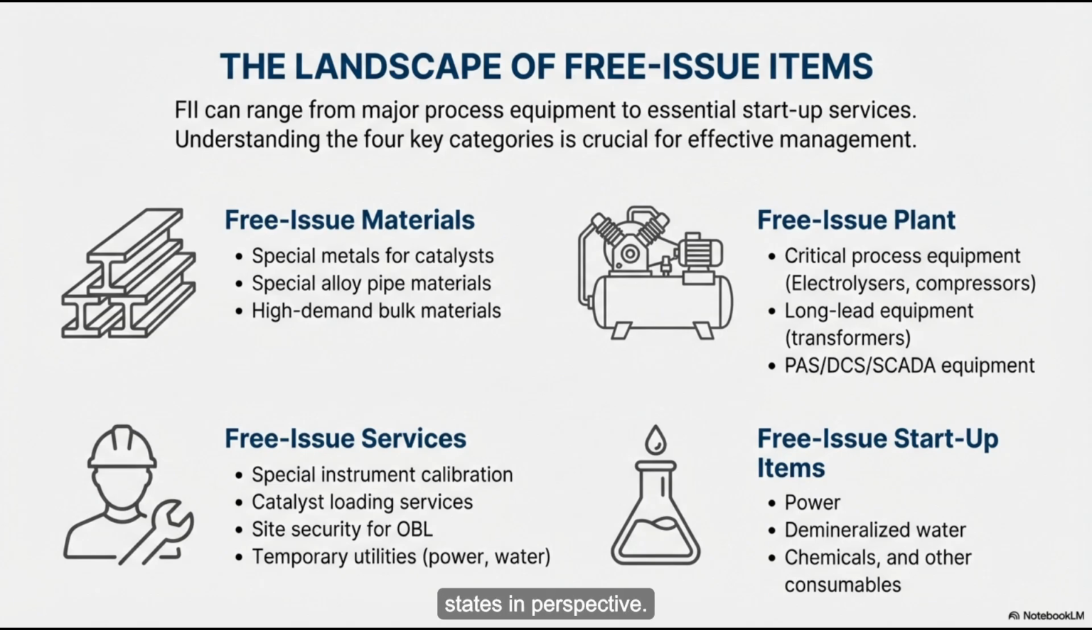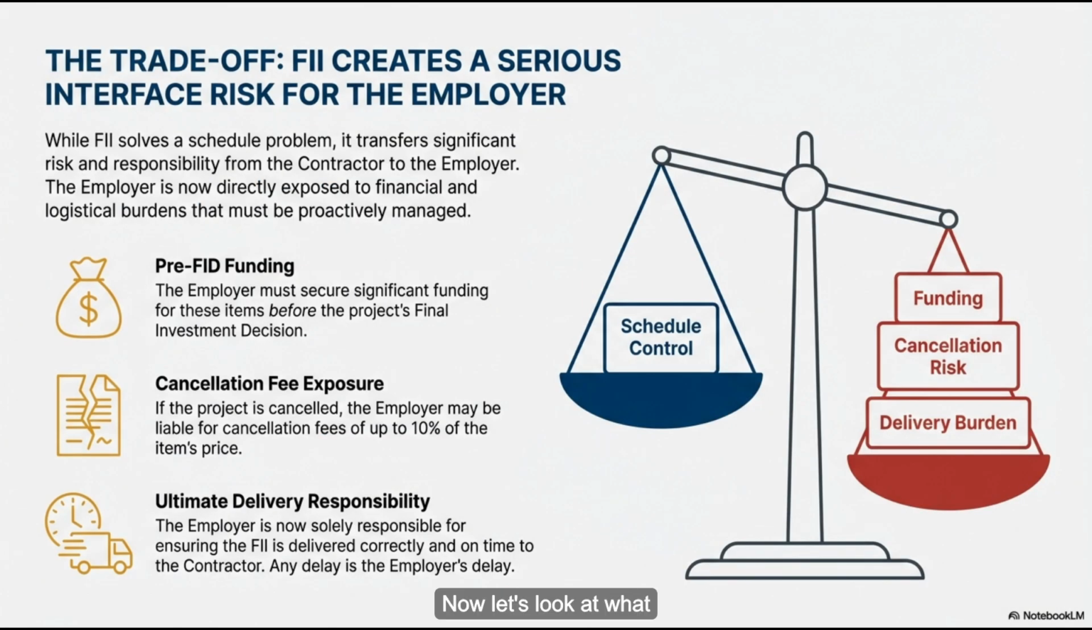That really puts the stakes in perspective. Okay, so we know why we're doing it. It's a desperate move for speed. Now let's look at what is actually being bought. The documents break it down into 3 categories. Right. And the first is the big one, equipment. The guide splits this into critical equipment and long lead equipment.